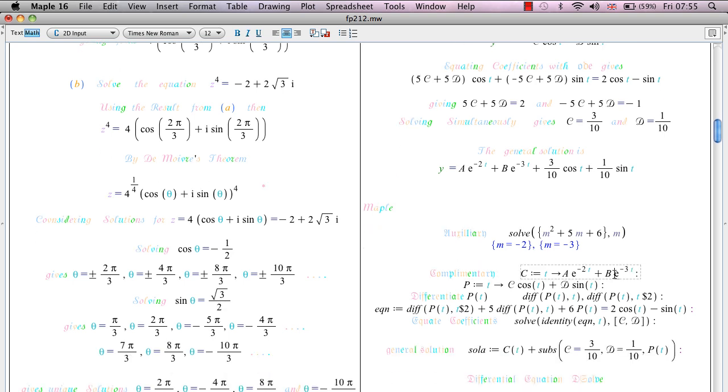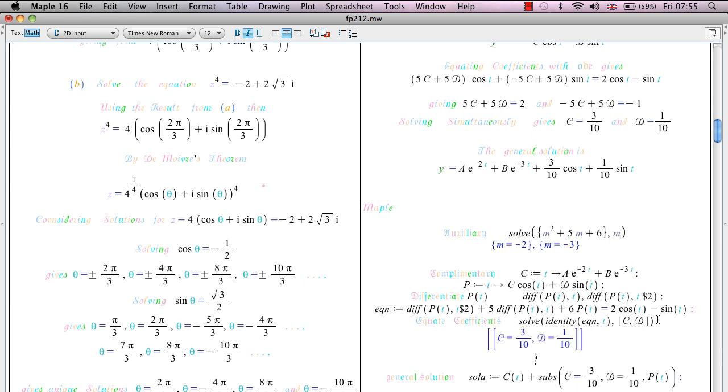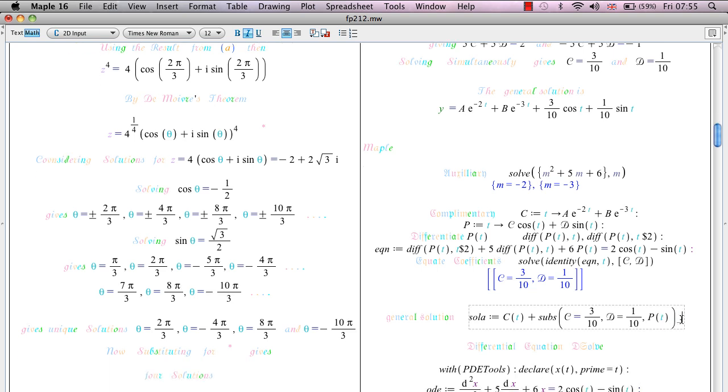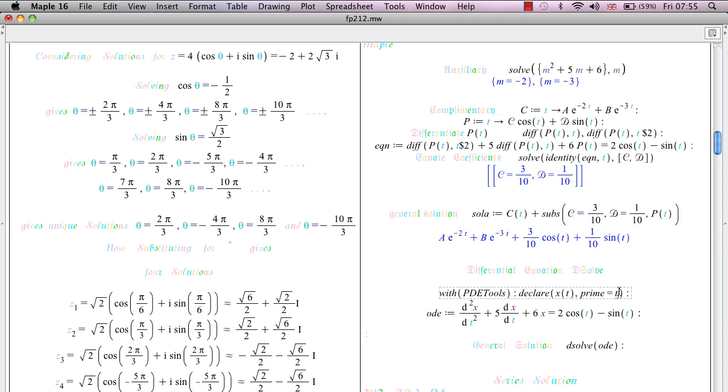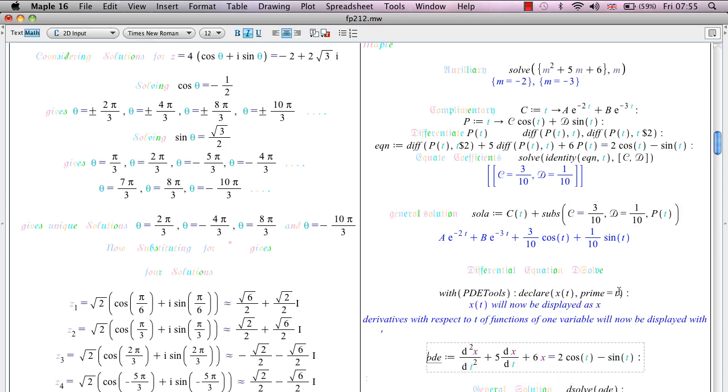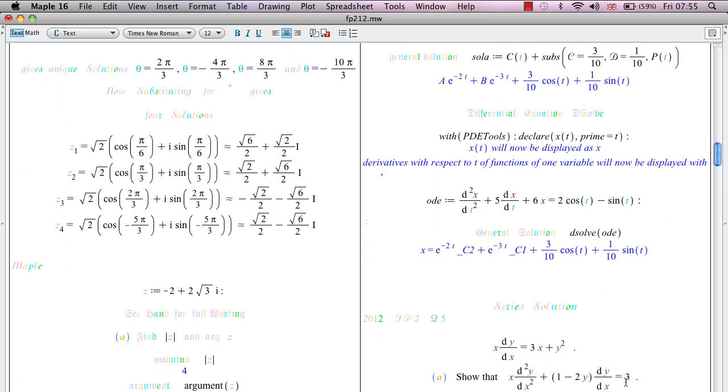So the auxiliary equation, and solving for c and d, and our general solution, and using dsolve, our general solution.